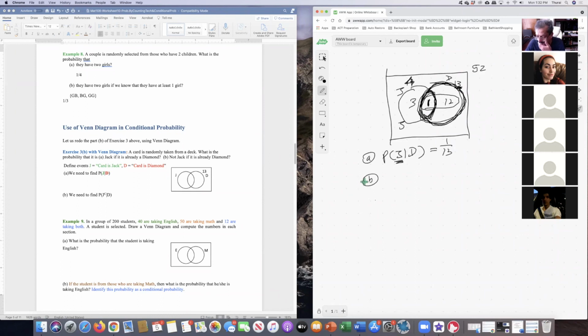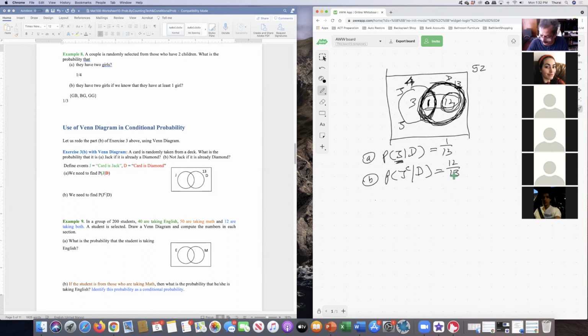Now look at part B, probability of jack complement given D. If D has occurred, how many are not jack? 12. Any one of these 12. So to do the jack complement, you actually look at the complement of jack within the diamond. Within the diamond, the complement has 12. So that 12 over 13 is your answer for that.